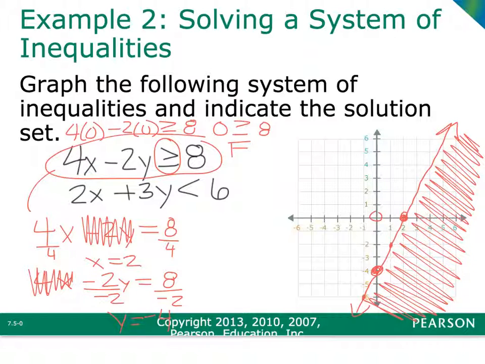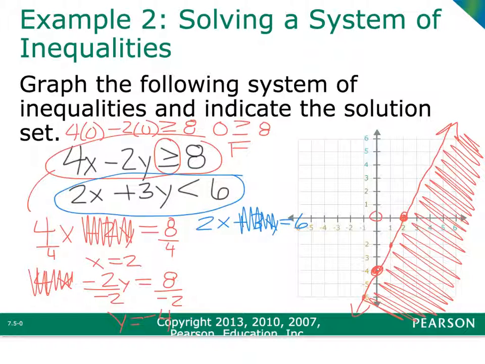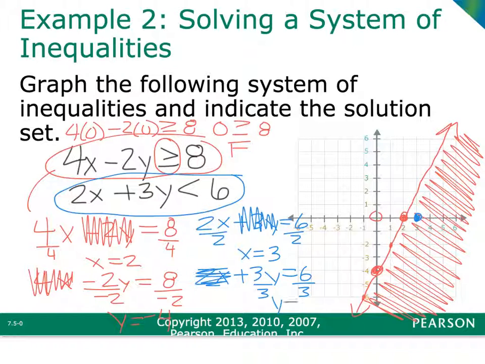Okay, now you need to graph your other inequality. Our other inequality is 2x plus 3y less than 6. Again, I'm going to use the intercept method. 2x plus 3y equals 6. To get my x-intercept, I'm going to zero out my y, and my x-intercept is 3. To get my y-intercept, I'm going to zero out my x, and my y-intercept is 2.